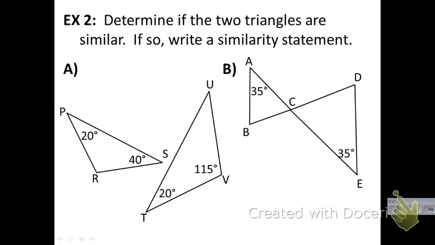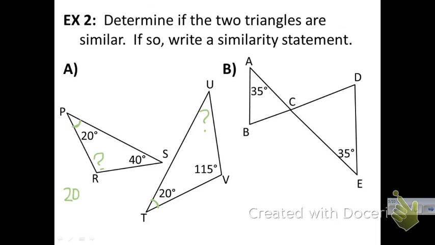So on example 2, it says determine if the two triangles are similar, and if so, write a similarity statement. So to determine this, you're going to have to find the missing angle in both of those so that we can prove that we have two pairs of angles that are congruent. We can see here that P and T are already exactly the same, but we need to find those other angles to verify if they are similar.